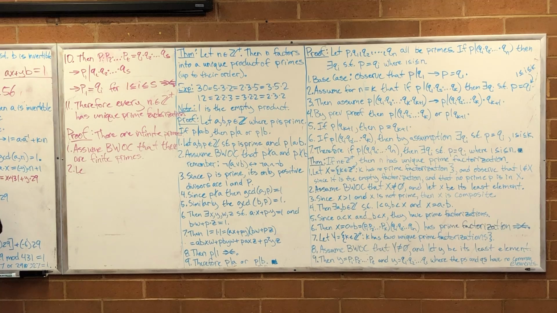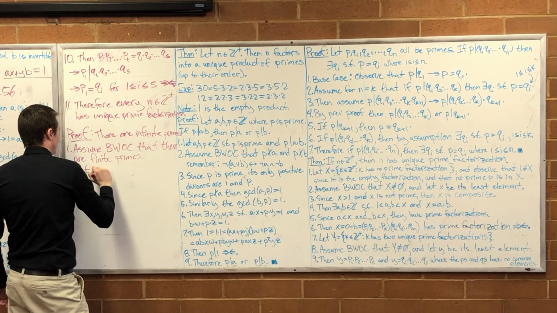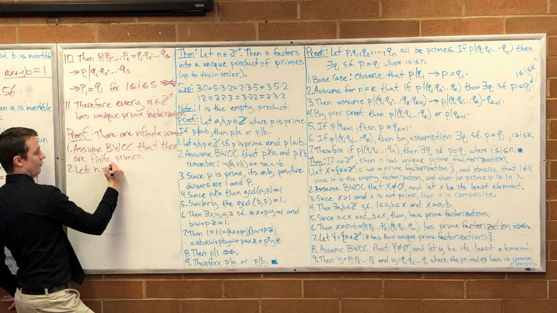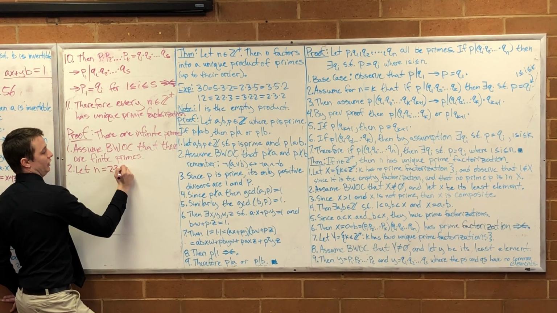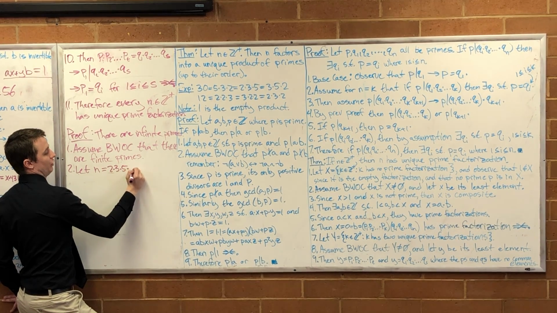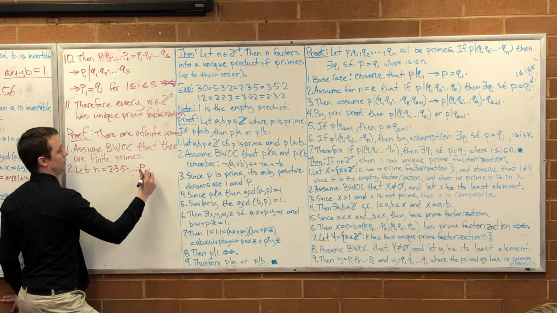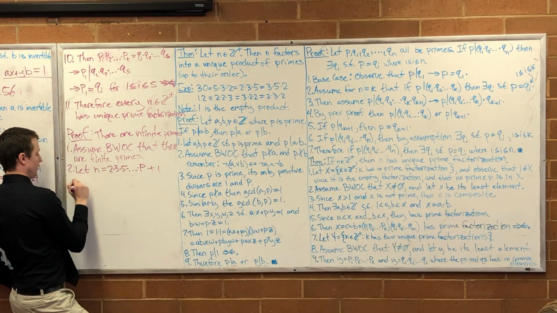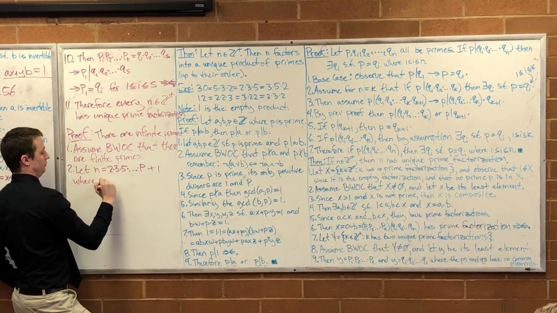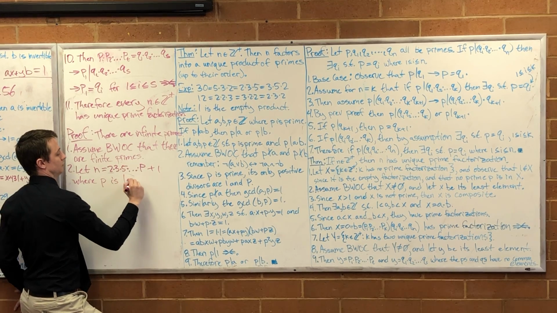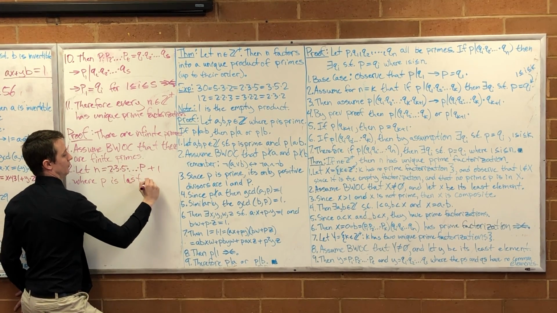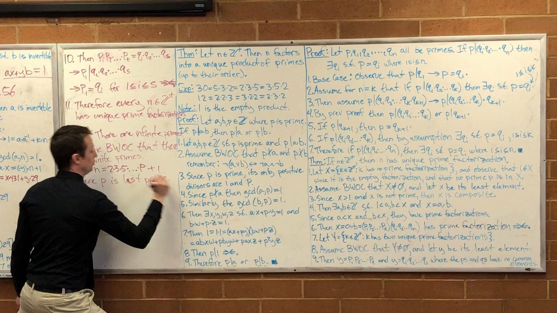If there's finitely many primes, then that means that you can list all the primes 2, 3, 5, 7, all the way up to some final prime p, right? So let n equal 2 times 3 times 5 times dot dot dot times p plus 1, where p is the last prime.